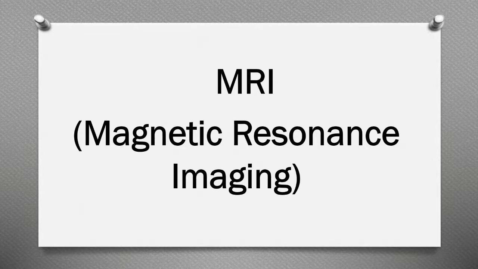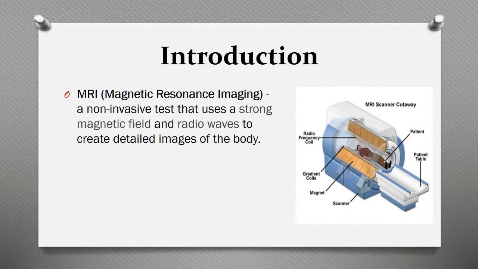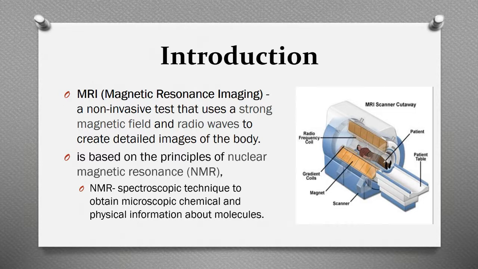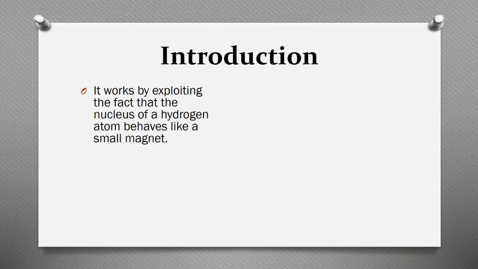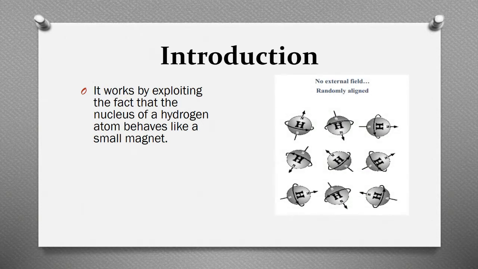Before looking into the fMRI in detail, we must clearly understand what the MRI is. The MRI is a non-invasive test using a strong magnetic field and radio waves to create an image of the body. It is based on nuclear magnetic resonance principles, which is a technique to obtain microscopic, chemical, and physical information about molecules. The MRI works by exploiting the fact that the nucleus of the hydrogen atom behaves like a small magnet. The hydrogen atom is composed of a single proton, and these atoms act as small magnets in our body. When there is no magnetic field applied, the protons are oriented randomly.